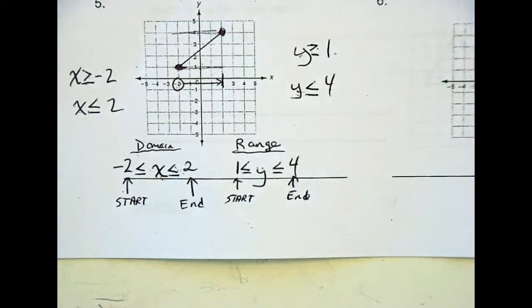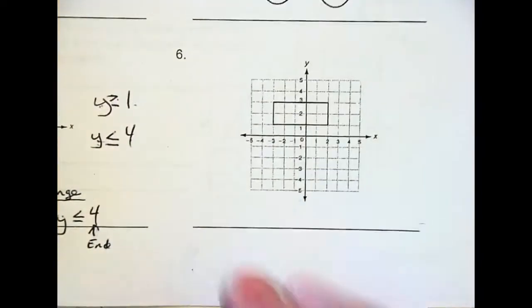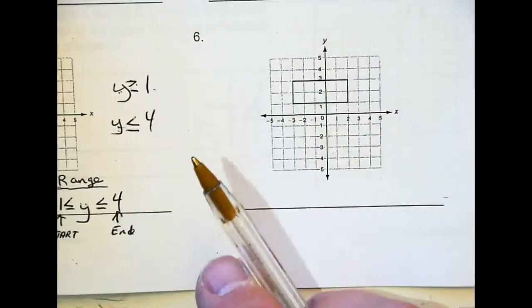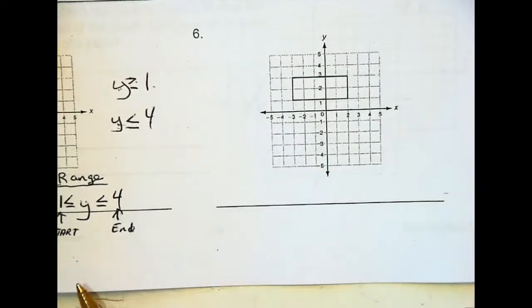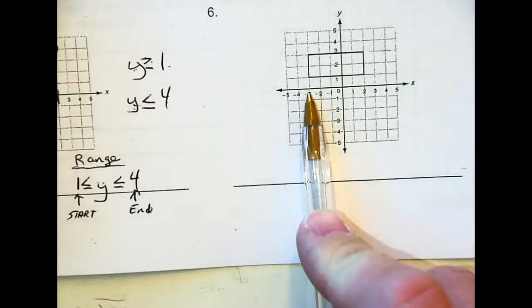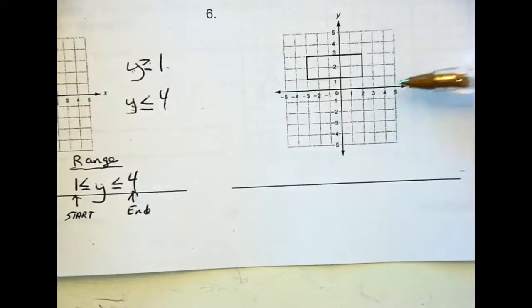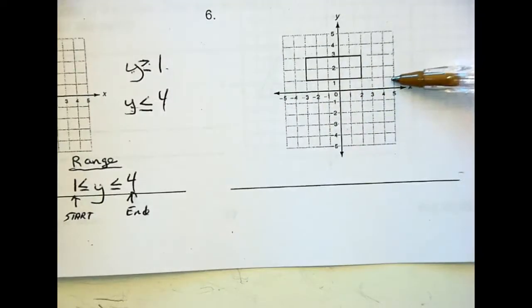Sam? Number 6. Why should I do number 6? It is a little different, but I think you guys can do it. There's no line. Well, it's still a shape, right? Where do you start on x? -3. Where do you end on x? 2. Where do you start on y? 1. Where do you end? 3. Okay? Doesn't matter what it is, you still have the domain and range.